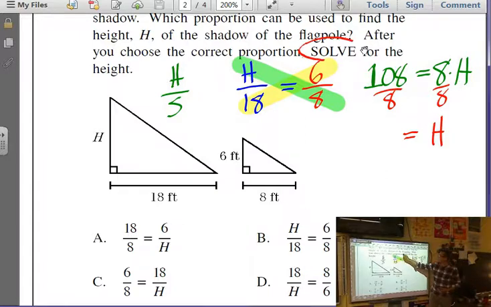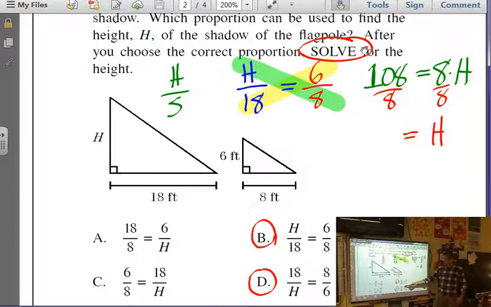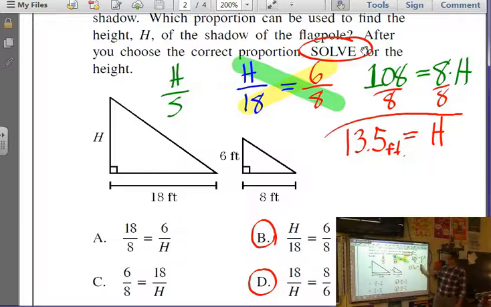Oh, so first off, either of these work. B or D both work here, because notice height over shadow, height over shadow, shadow over height, shadow over height. The only difference between B and D is that one is flipped compared to the other. But when I take my 108 and I divide by 8, I find out that the height of the lamppost is 13.5, and that would have the same label as everything else, feet.